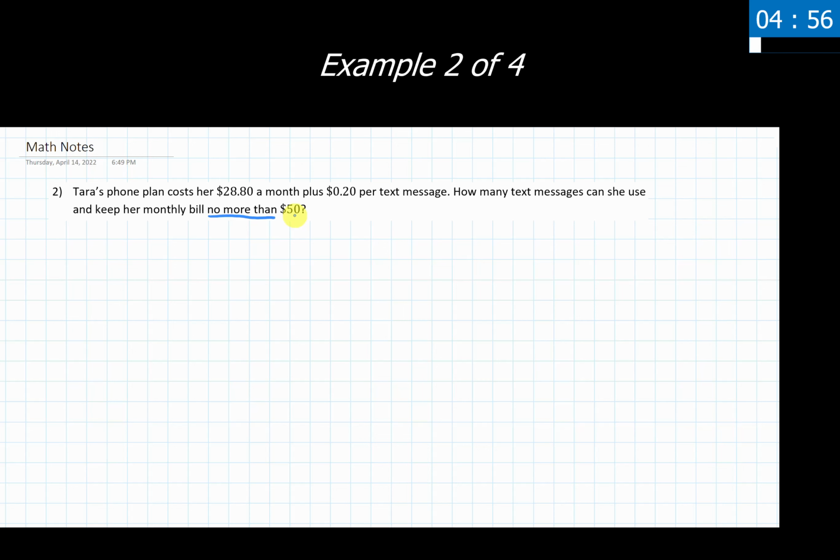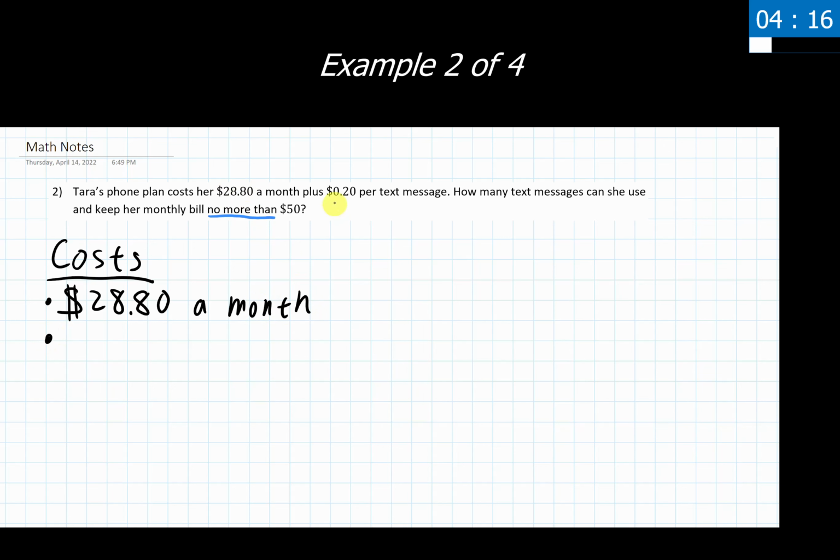So we'll use a slightly different strategy and setup than we did in our previous problem to get to the same result, just to see some different ways that we could think on these things. We are told that her plan costs $28.80 a month plus 20 cents per text message. So maybe we make a quick write out here for ourselves, with all information regarding costs. We know that she's paying $28.80 a month. So it's probably the monthly charge there.